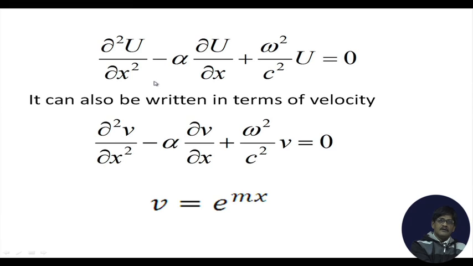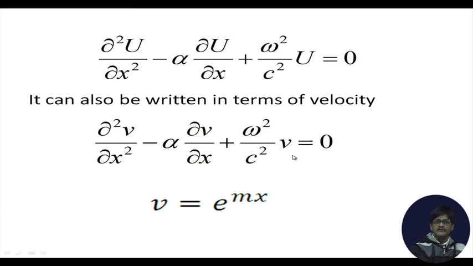That's it. ∂²u/∂x² minus alpha into ∂u/∂x plus omega square by c square into u equal to 0. Now, just like it's true for the displacement, it's also true for the velocity. If we derive this whole thing with respect to time, ∂²u/∂x², u can get derived inside and give us velocity, and therefore we can also have this particular expression valid for our discussion.